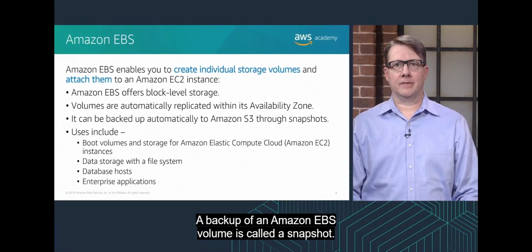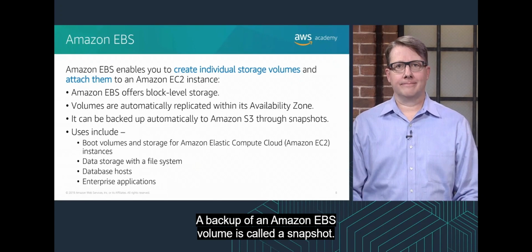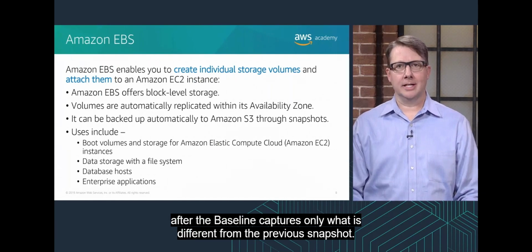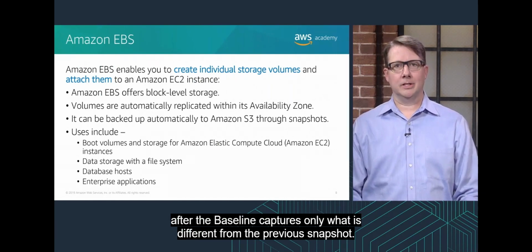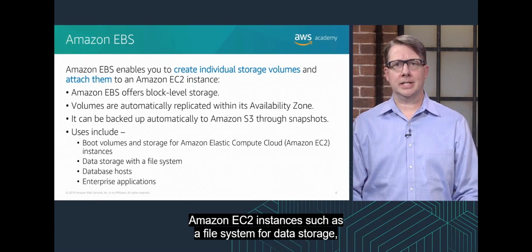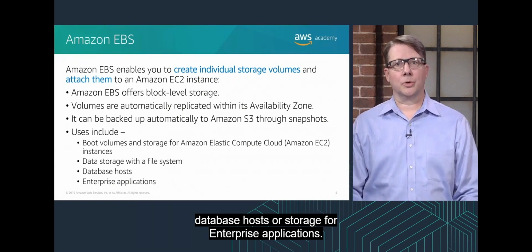A backup of an Amazon EBS volume is called a snapshot. The first snapshot is called the baseline snapshot. Any other snapshot after the baseline captures only what is different from the previous snapshot. Some typical uses of Amazon EBS volumes are boot volumes and storage for Amazon EC2 instances, such as a file system for data storage, database hosts, or storage for enterprise applications.